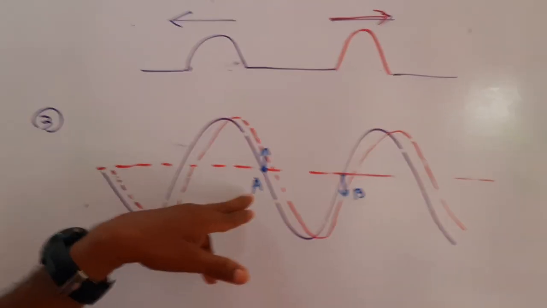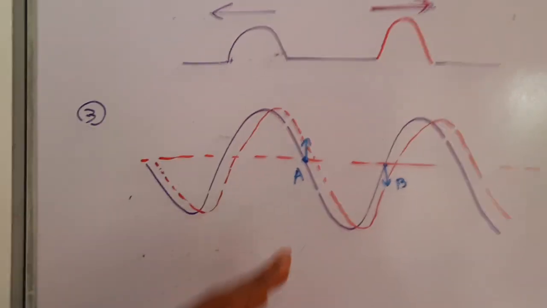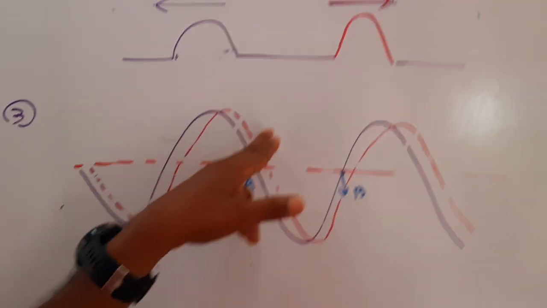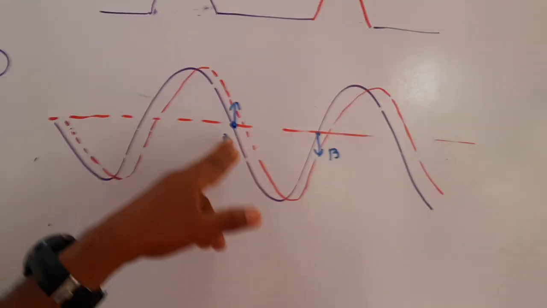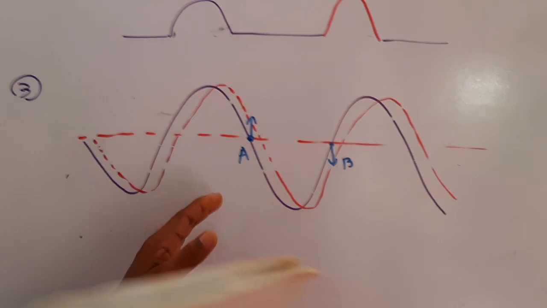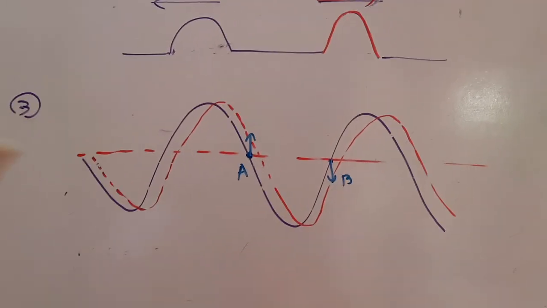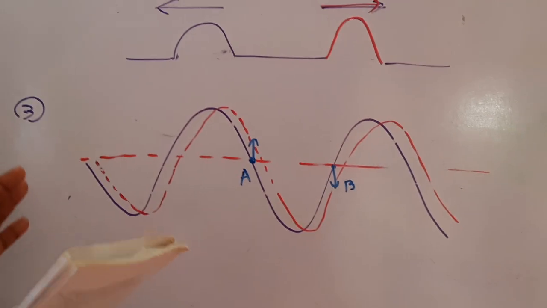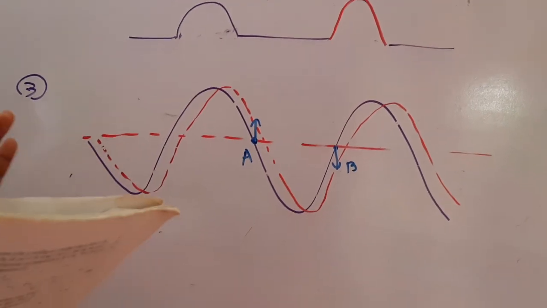So then draw the position. So A is moving upward, similarly B is moving downward. So from this the answer is fourth: A begins to move upwards, B begins to move downward. That is the third question answer.